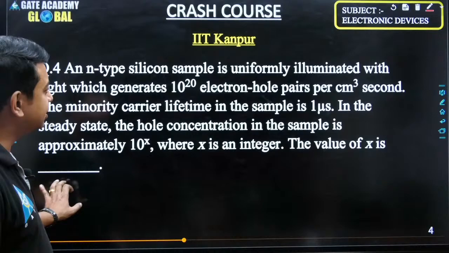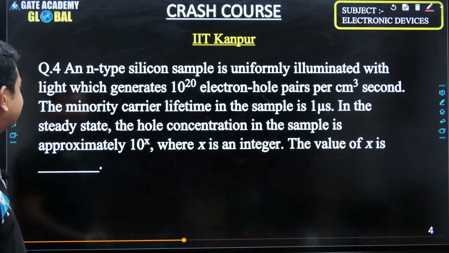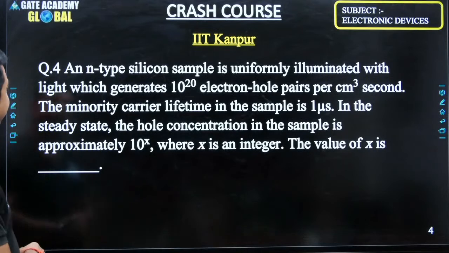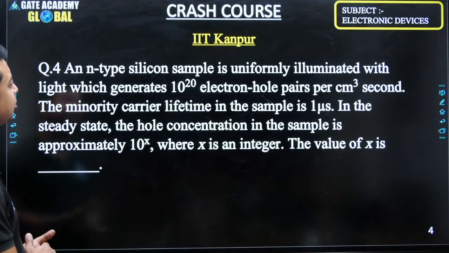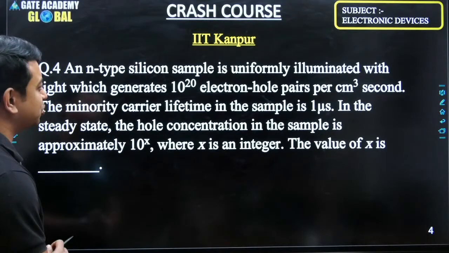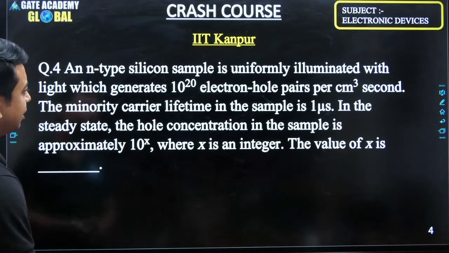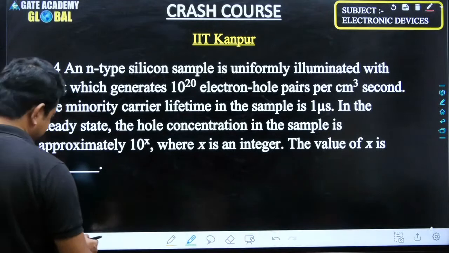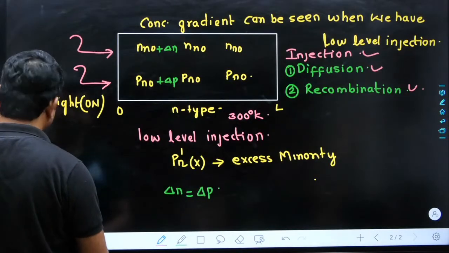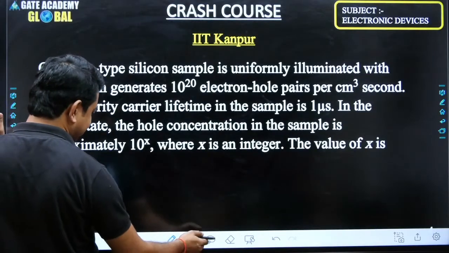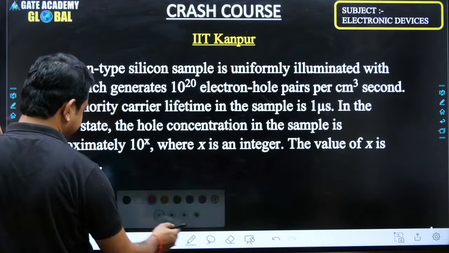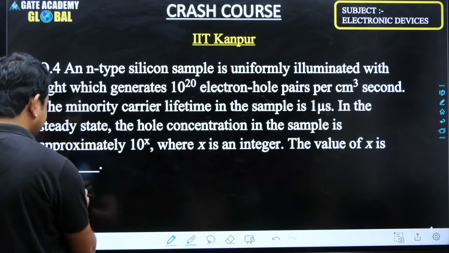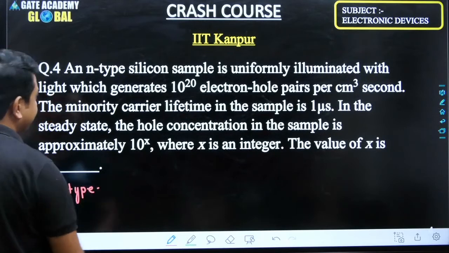So we have answered this question, and now we are having another question, that is the fourth question. An n-type silicon sample is uniformly illuminated with a light source which generates 10 to the power 20 electron hole pairs per centimeter cube per second. The minority carrier lifetime in the sample is 1 microsecond. So again we are having an n-type semiconductor.